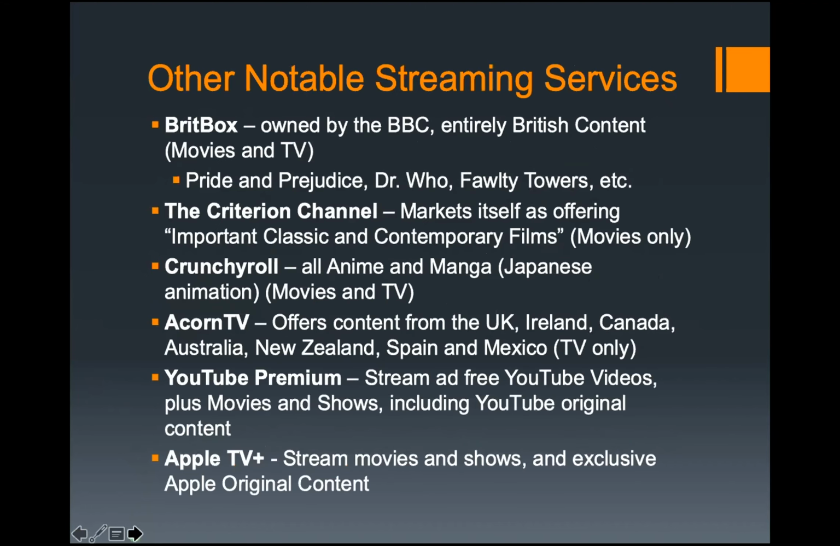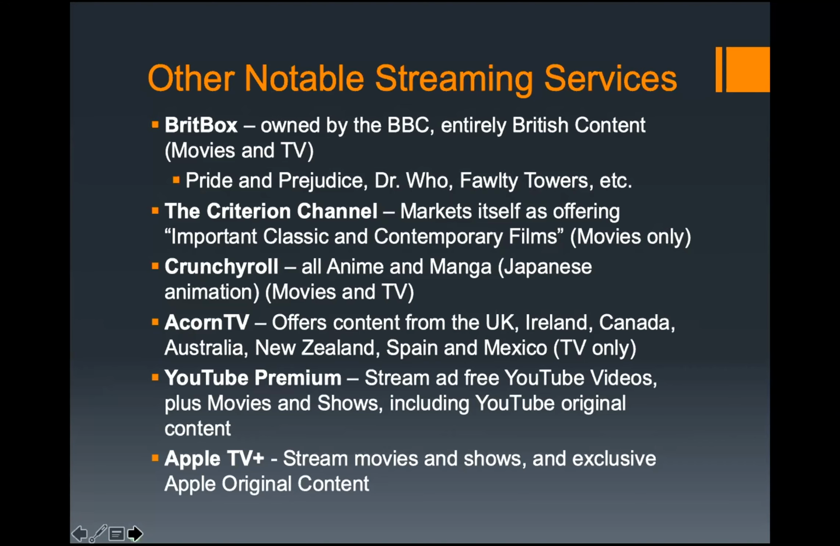Some other streaming services that may not be as popular but are also notable are BritBox. That is completely British content. Some popular shows you may know that are on this are Pride and Prejudice, Doctor Who, Fawlty Towers. And then there is the Criterion Channel. This is movies only, but it has important classic and contemporary films. And then there's Crunchyroll, which has anime and manga, if you really like that. And then Acorn TV has only TV, obviously, but it offers content from various countries, as you can see.